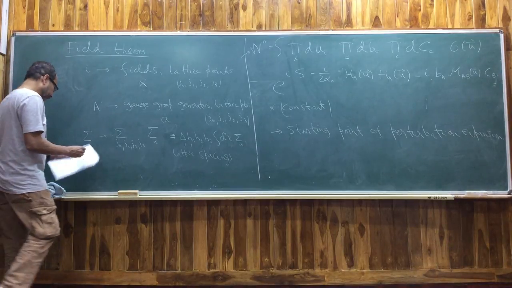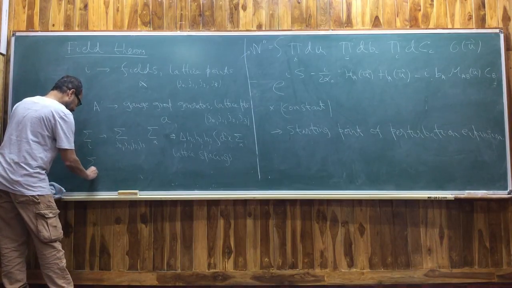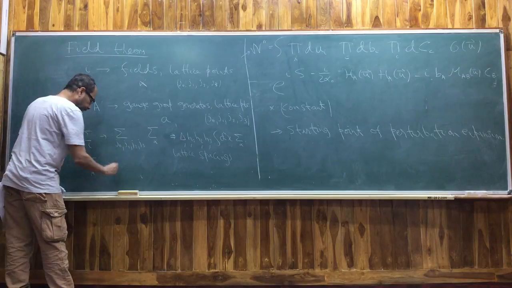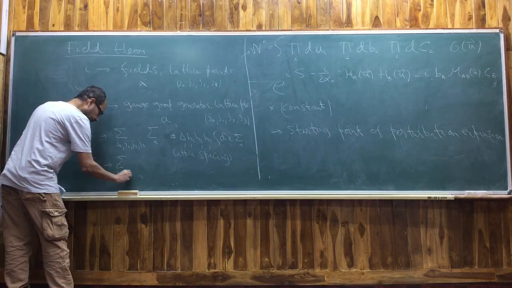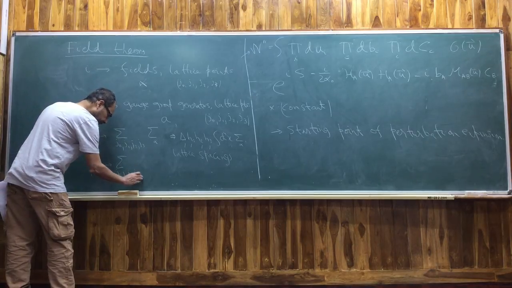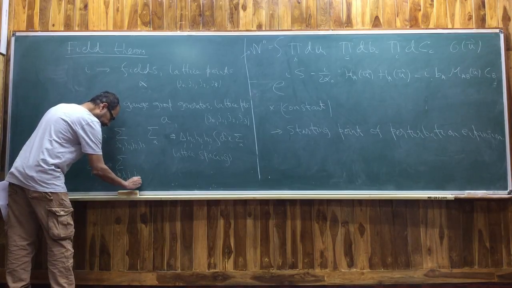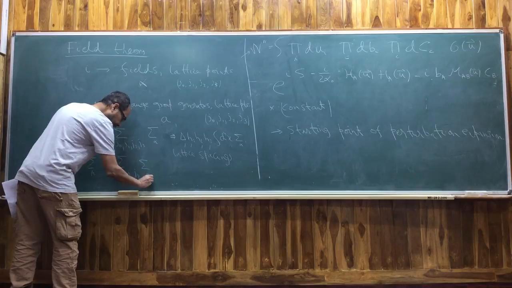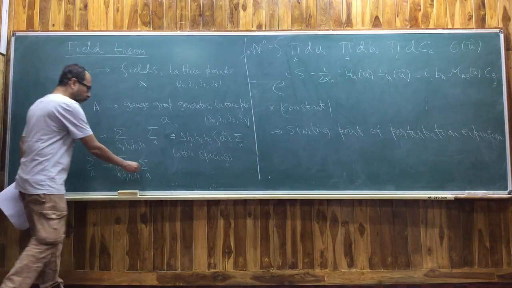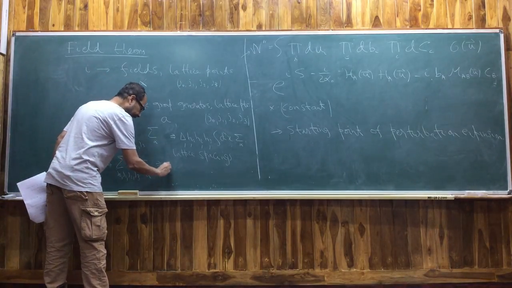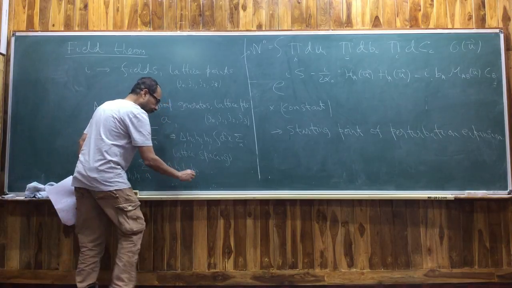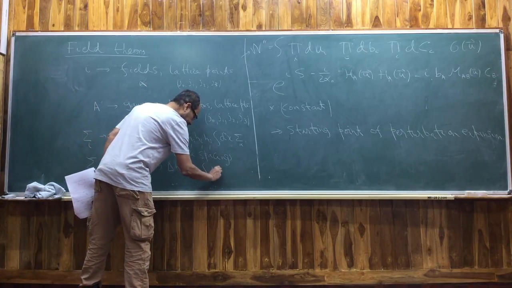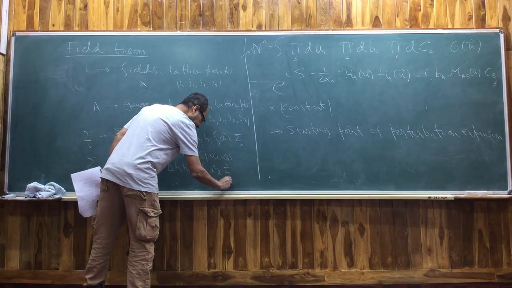Similarly, the sum over A will go over to small a, which is running over the gauge group generators, and this in turn will again be delta h1, h2, h3 integral d4x and then sum over a.